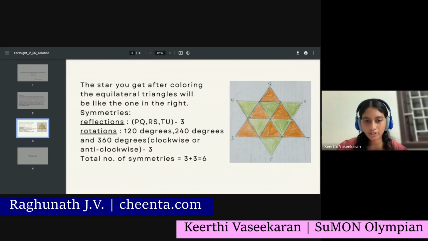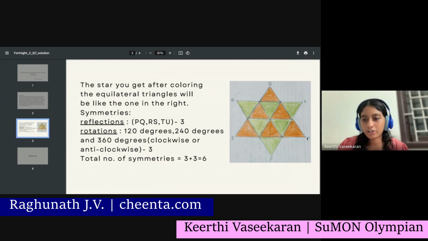So now I'm going to look at the rotations. Here we can choose either of the triangles. It won't make a difference. Say I'm choosing QTS. So I have to get this S to the position of Q, the Q to the position of T, and T to the position of S. In order to achieve that, I have to rotate it by 120 degrees clockwise.